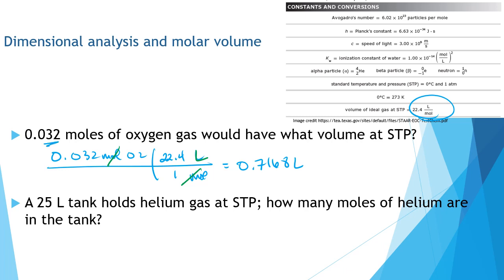Check our sig figs. We get to keep 2. We're going to keep 1, 2. That 6 turns that 1 into a 2. Final answer, 0.72 liters of oxygen gas.